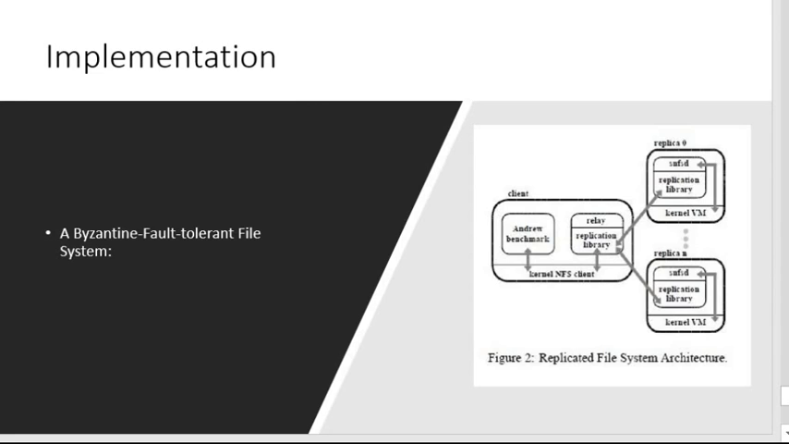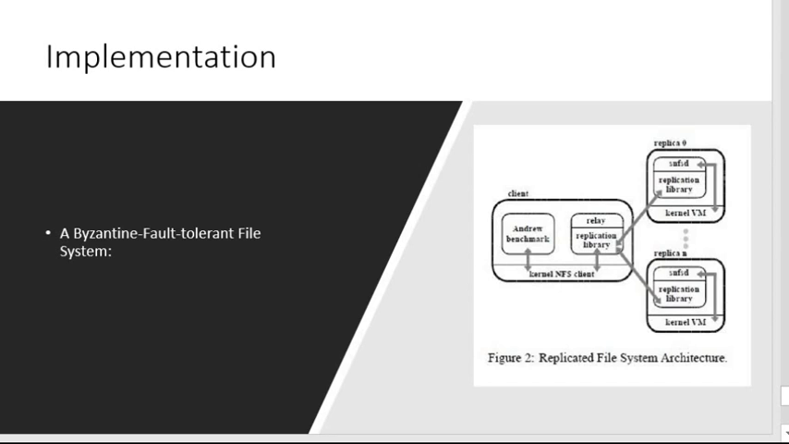Implementation: a Byzantine fault-tolerant file system. Here we can see that in the client we have the Andrew benchmark. The benchmark is used to check the performance, and in the client we also have the replication library. It will store all the values.